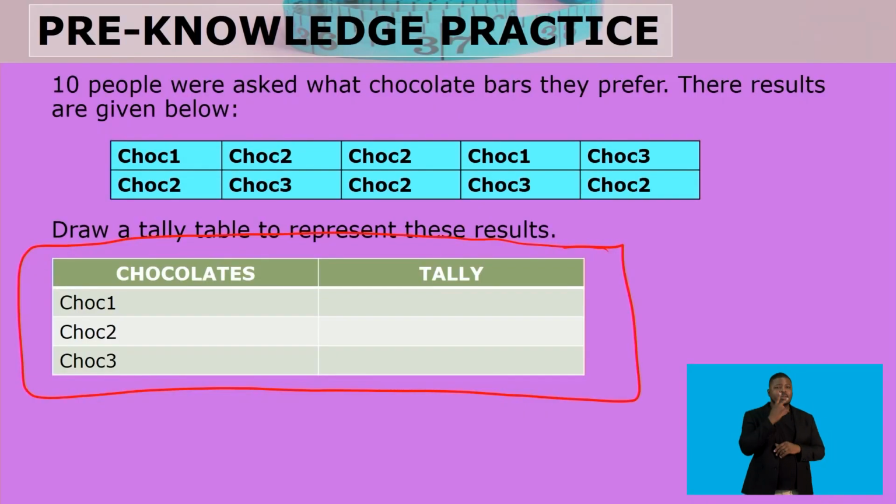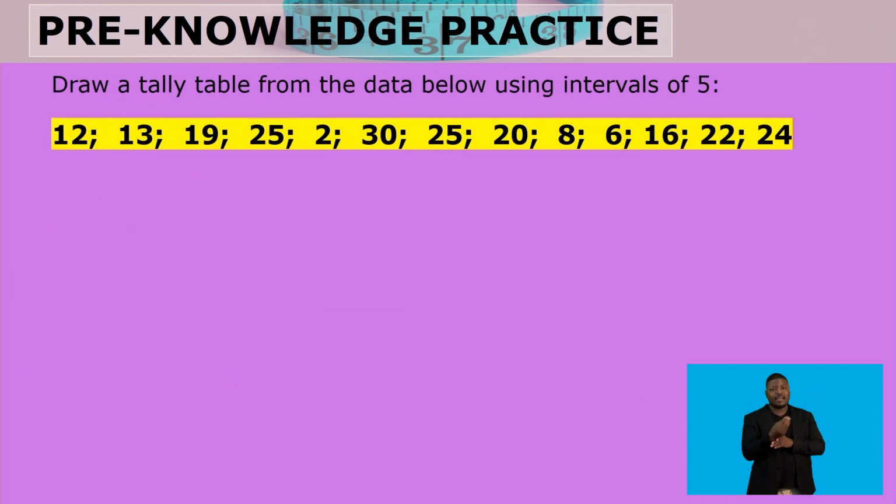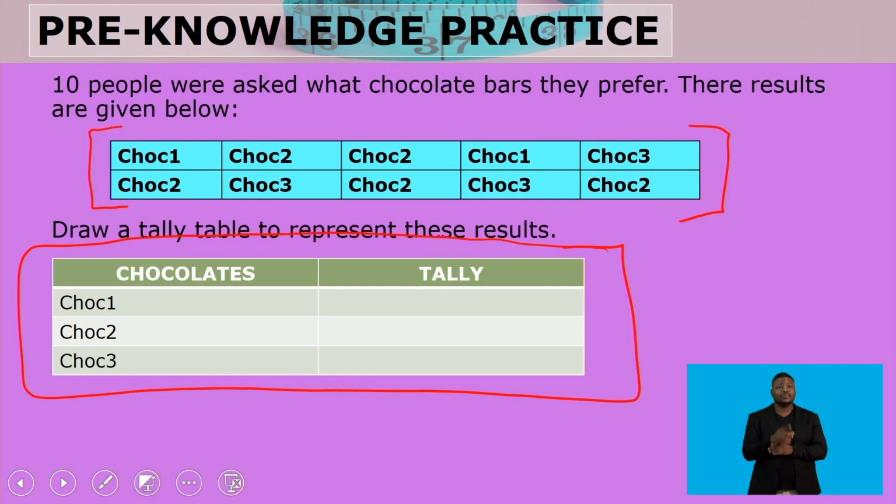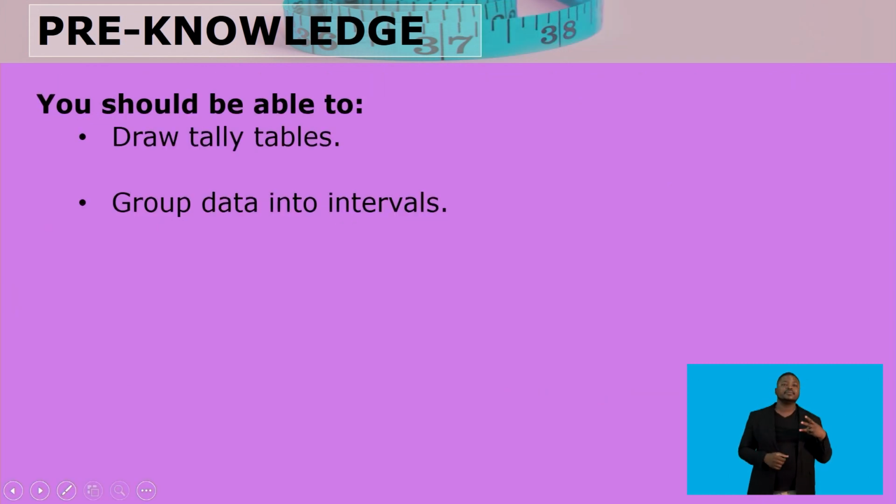We start with: 10 people were asked what chocolate bars they prefer. Their results are given below. All right, you've got the data that we need to analyze. So you've got chocolate 1, chocolate 2, chocolate 2, chocolate 3, etc. That's what the responses of 10 people were. And if we need to take all of that data and represent it on the tally table, here's what we need to do. We start with chocolate 1, chocolate 2, chocolate 3. Those are the headings of all of the chocolates that were our choices.